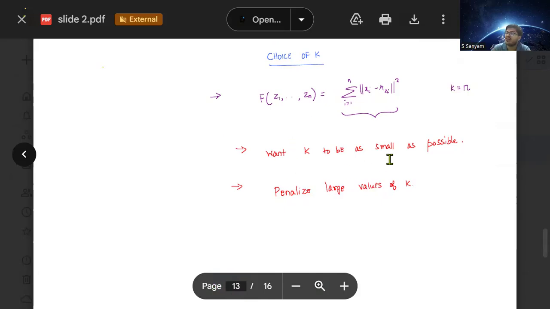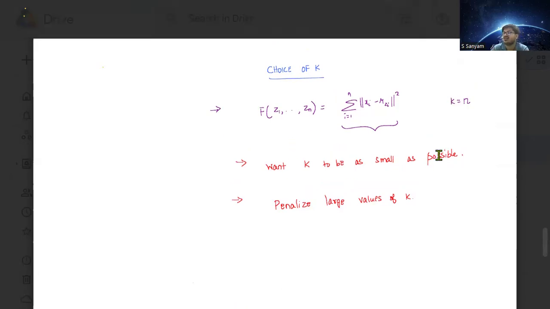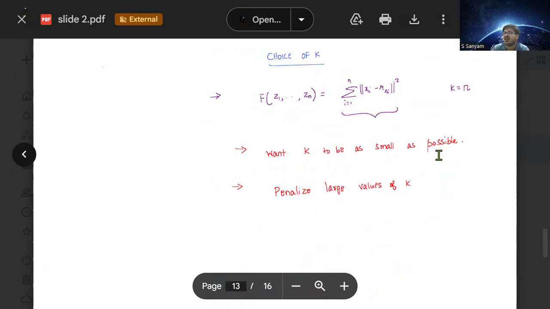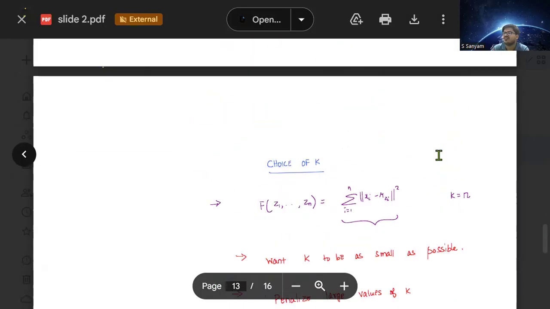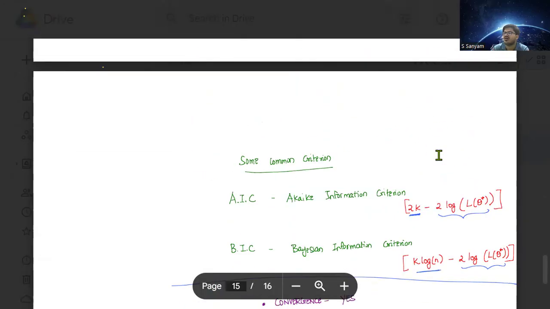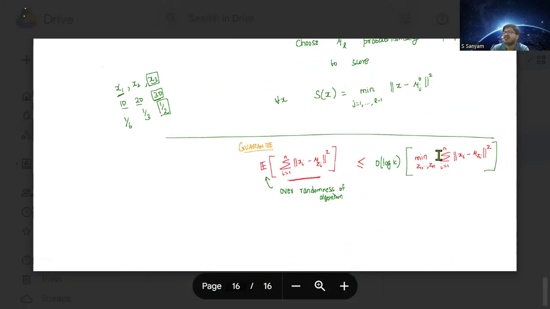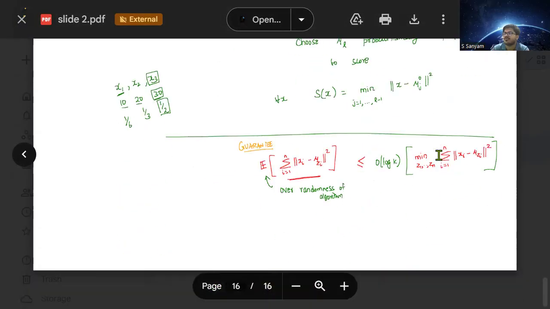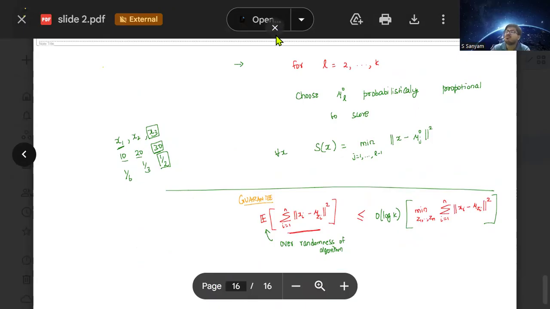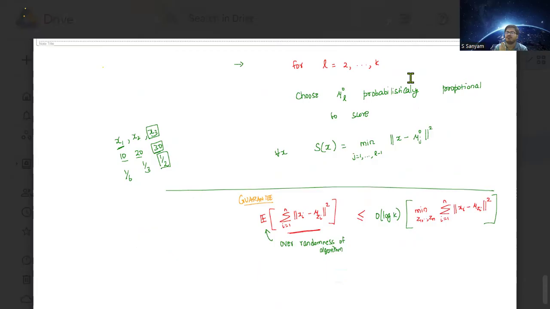Choice of k, we want k to be as small as possible. No, there is something wrong here. Basically, we are choosing in a probabilistic way. The k-means++ algorithm is a little bit different. It chooses a smart initialization, k-means++.